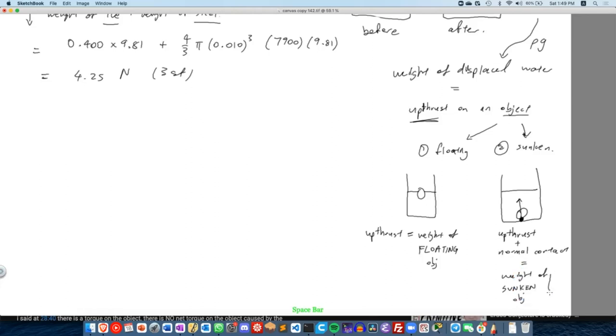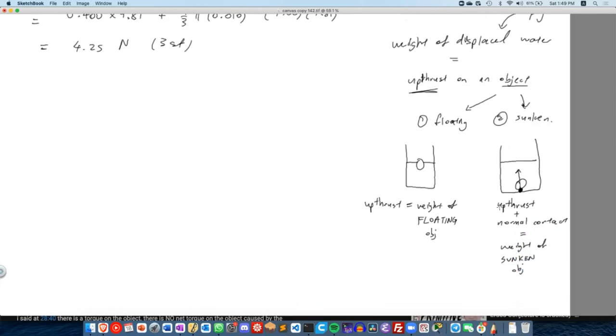Yeah, so this concept is going to be quite important later, because it's important to understand that in the sinking case, the weight of the sunken object is actually higher than the up thrust. It's higher than the weight of the displaced water, which is also why only an object denser than water would sink.